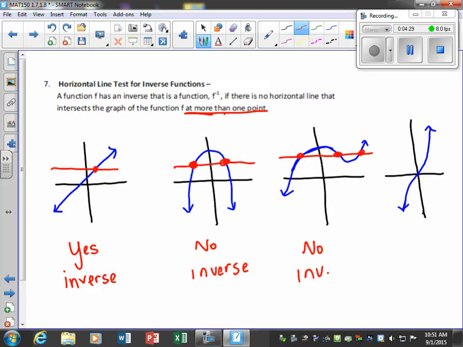What do you think about the last one? Anywhere I can put it, here, it only touches at one place. If I just happen to put it up here, it would be one place. So anywhere I would put a horizontal line, it's only going to touch at one point. So we would say yes, this has an inverse. What do you think about a circle? No inverse. Good.